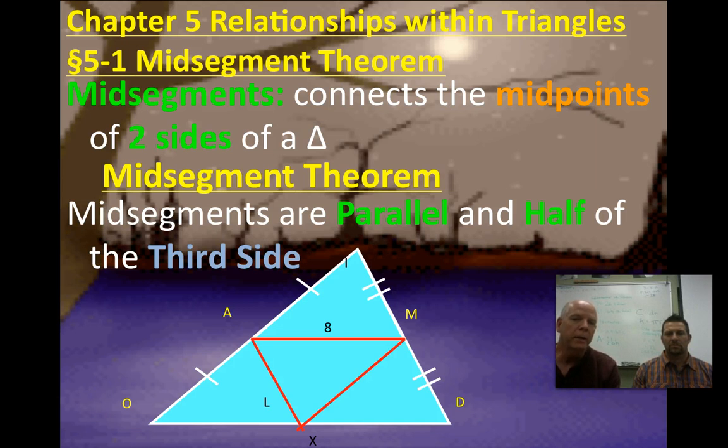The other thing that happens is that the length of AM, in this case the 8, is half of that third side, OD. So if AM is 8, what does that make OD? You would just double it, and so the length X down there would end up being 16. The midsegment theorem tells us two things: the midsegment is parallel to the third side, and it also measures half of the other side. And typically we may go the other way with that, taking the third side as double the midsegment, which might end up being easier.